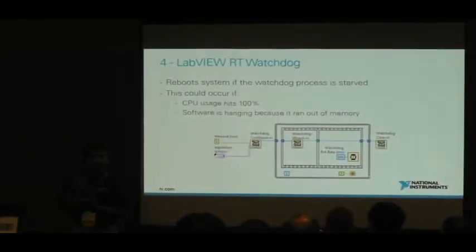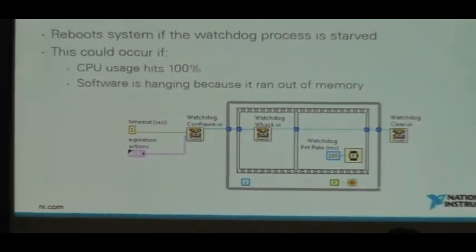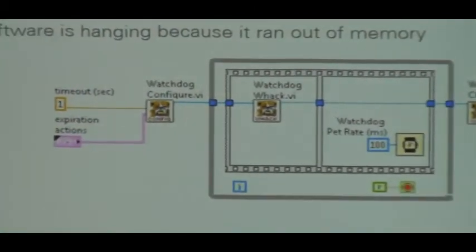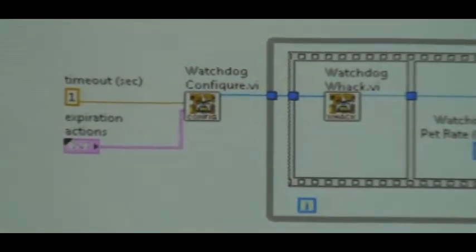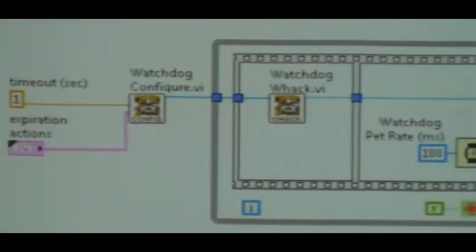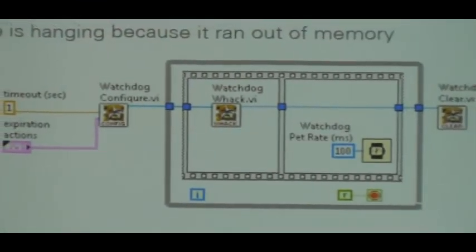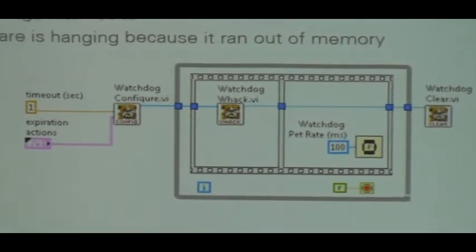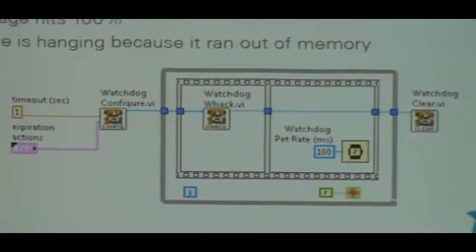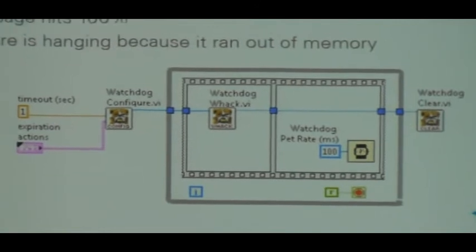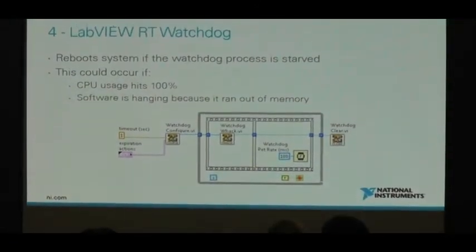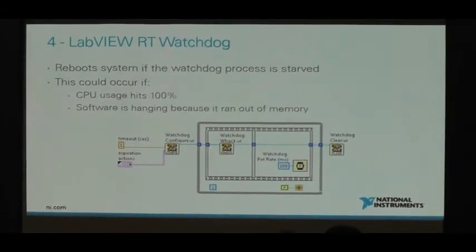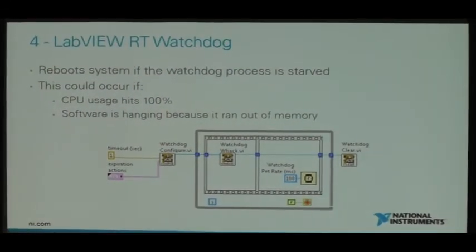So a watchdog timer is a hardware timer, and it is counting up, and then in your code you're going to whack or pet the watchdog, depending on how humane you are. The function's called whack. If your software is running as it should be, it'll whack it every, whatever. But if, for example, your processor gets railed or you run out of memory, you won't whack it, and then your system will reboot when it counts up to a certain number.